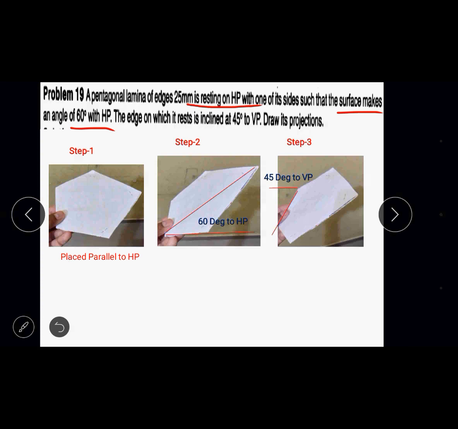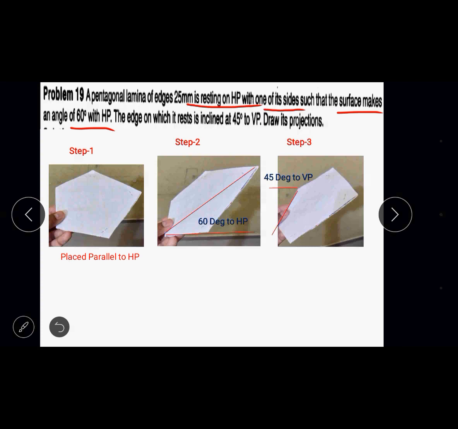Here, both key points are given in this statement. With the help of these two key points, you can conclude that it is an HP resting lamina, so you have to rest the lamina on the horizontal plane. Now you have to decide whether it's side resting, edge resting or corner resting. That is also given here: resting on HP with one of its sides. You can observe over here.